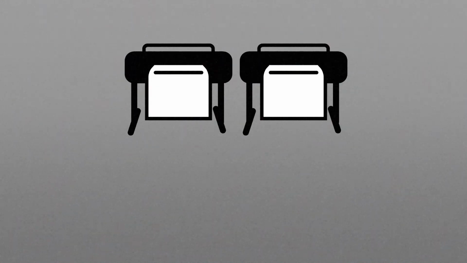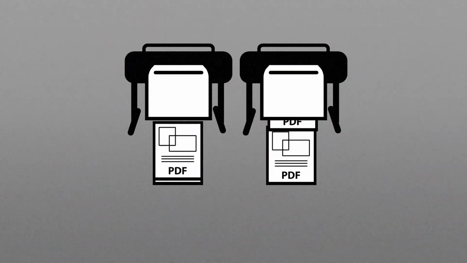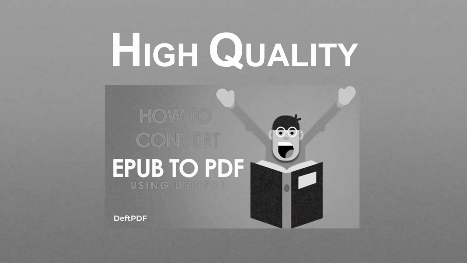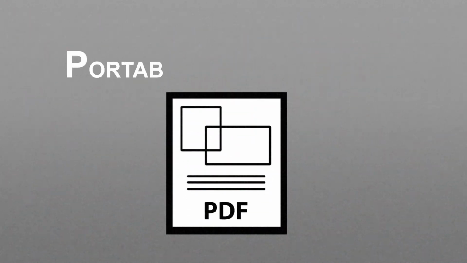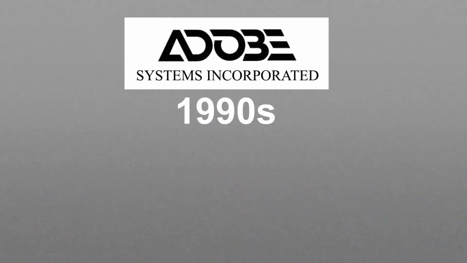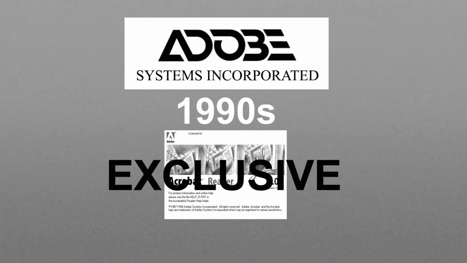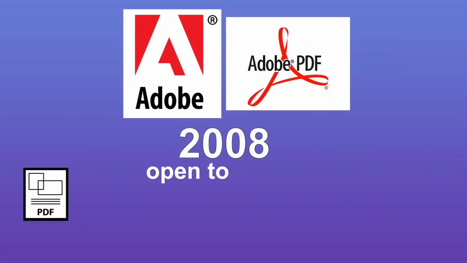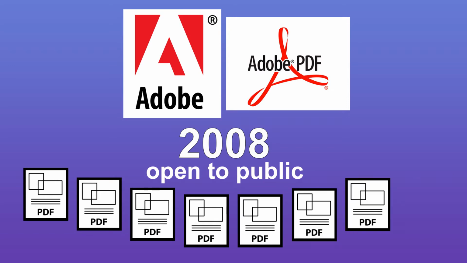Historically used in publishing, poster and flyer files were easier to transfer to printers, keeping everything in place and in high quality. PDF, or portable document file, was invented in the 1990s by Adobe Systems and was only exclusive to their programs. Finally, in 2008, Adobe released PDF as an open standard to the public.